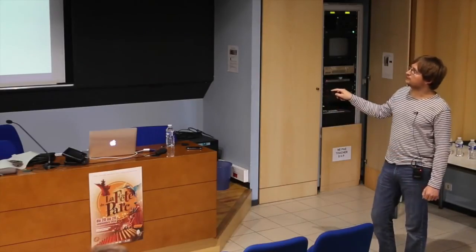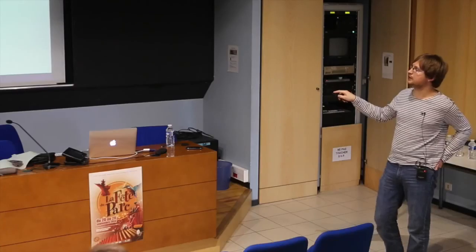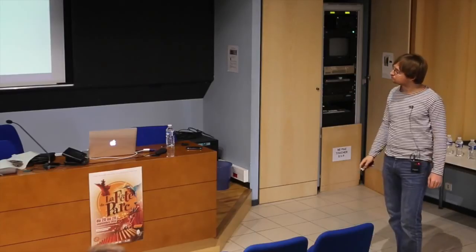At still higher temperature, you will find again this kind of reaction that we already saw during the primordial nucleosynthesis. So you have pair interactions, so two photons are able to make pairs of electrons and positrons, and at still higher temperature you even have protons and electrons that are in equilibrium with neutrons and neutrino.